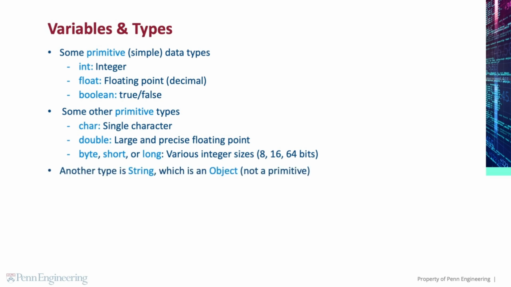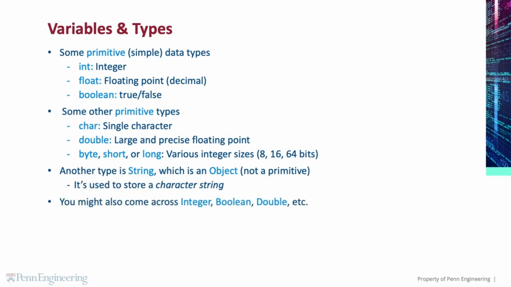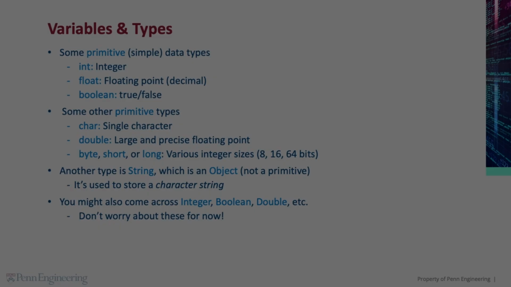Another data type is string, which is an object, not a primitive. It's used to store a character string. You might also come across class names like Integer, Boolean, or Double. Don't worry about these for now. They're wrapper classes for the primitive data types.